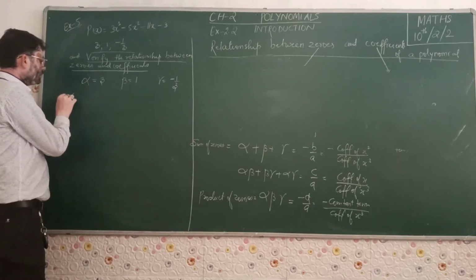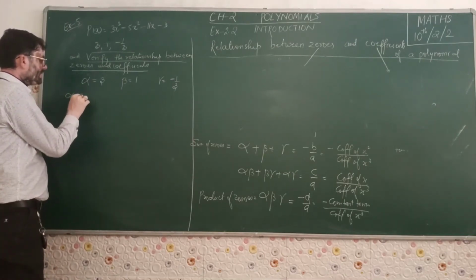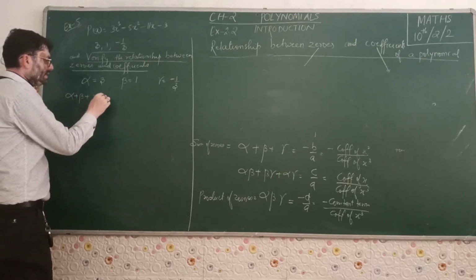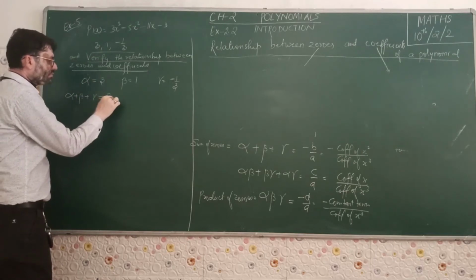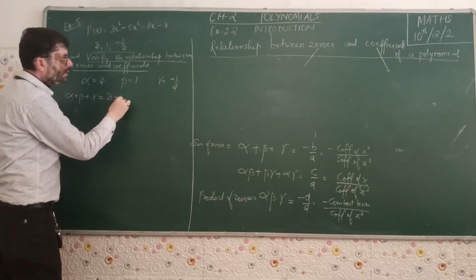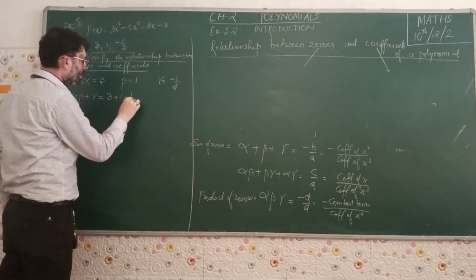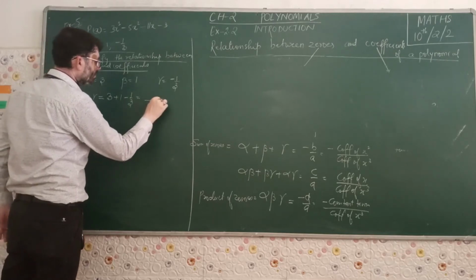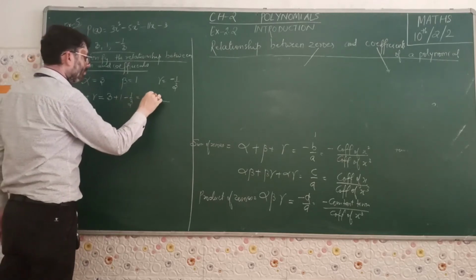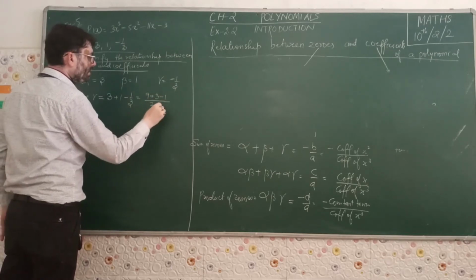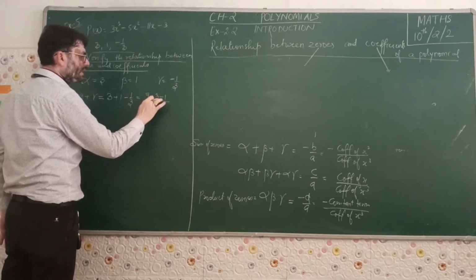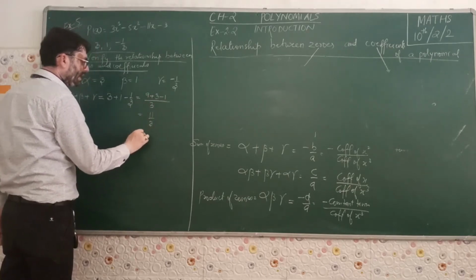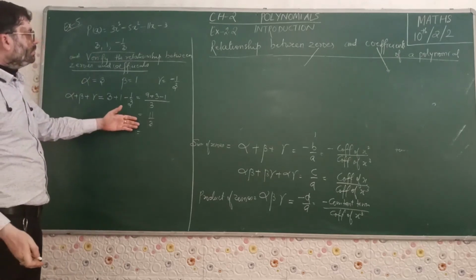So the sum of zeros, that we call alpha plus beta plus gamma, all the zeros taken one at a time. This can be taken as alpha equals 3, beta is 1 and gamma is minus 1 by 3. And if you solve it, taking the LCM 3, this becomes 9 plus 3 minus 1, that is 9 plus 3 is 12, 12 minus 1 is 11, so 11 upon 3.